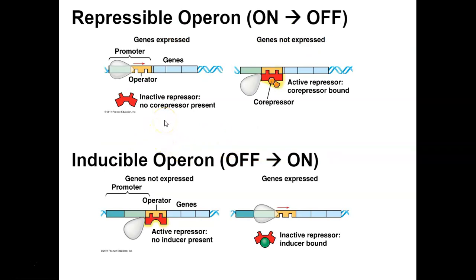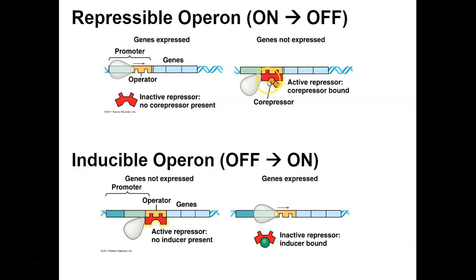So here's kind of how it works. There are two forms: a repressible operon and an inducible operon. Repressible means that it's on all the time until you turn it off. The polymerase will bind to the promoter and turn on all of these genes normally. There is a repressor, but it's inactive. Something needs to come in and turn this repressor on.